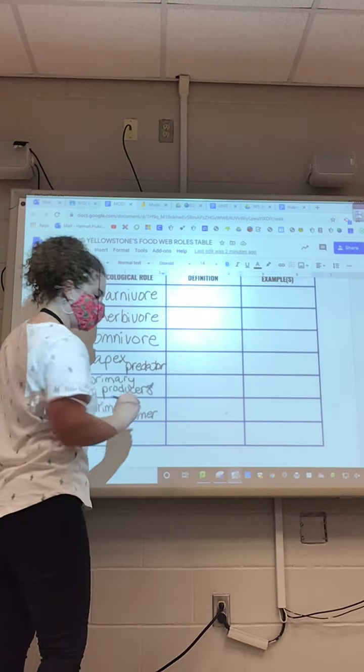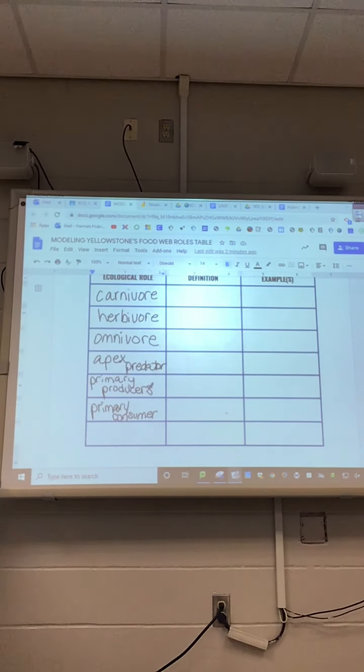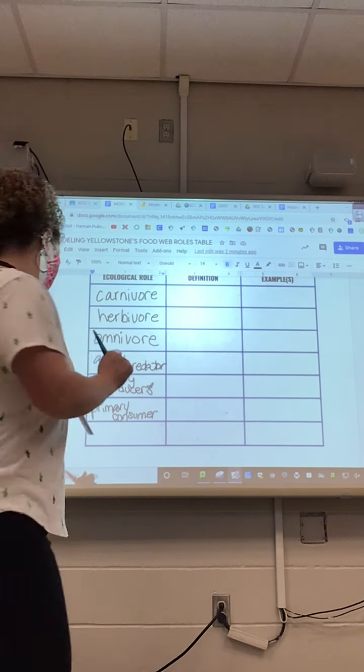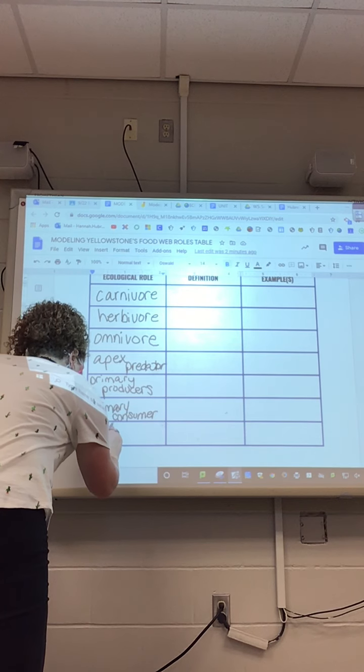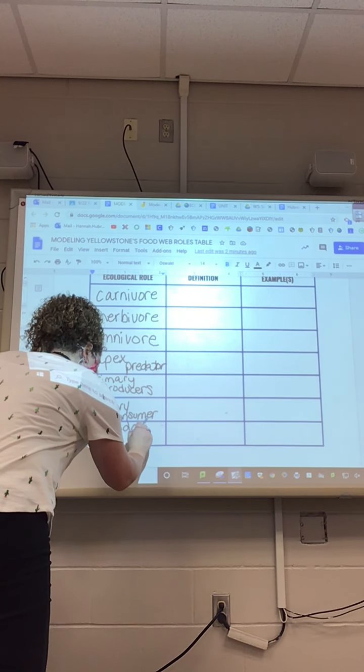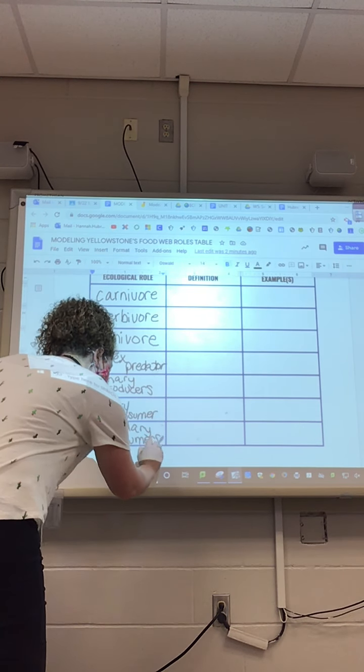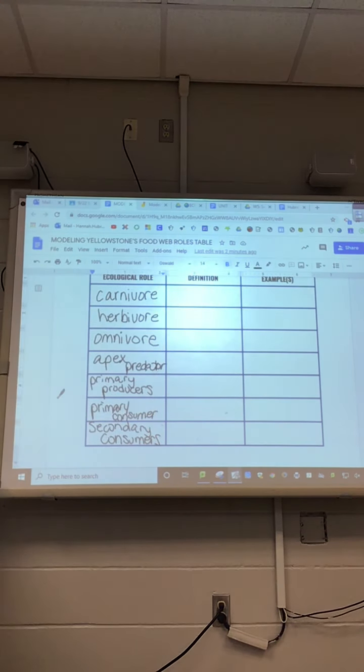What are y'all finding on the card? We have a primary producer, primary consumer, and was there any other types? Secondary consumer. Very good. Give you a minute to get caught up, typing that in. How are we doing so far? We are good. All right, I'm going to use a different color for the next one.